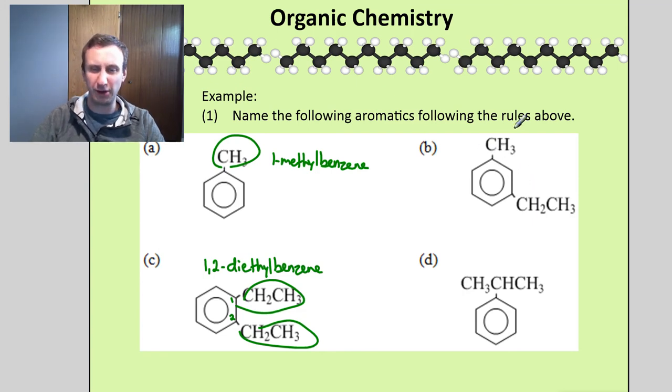Where should we start? Should we start on the methyl group or on the ethyl group? And the answer is we want to start on the ethyl because that is alphabetically first. So that's carbon number 1. And now we figure out, do we go clockwise or counterclockwise? Going counterclockwise gets us to the methyl on 3, while going clockwise gets us to the methyl on 4. So this is the correct numbering: 1, 2, 3, 4, 5, 6. So I have 1-ethyl-3-methylbenzene.